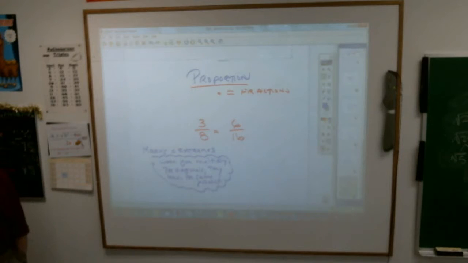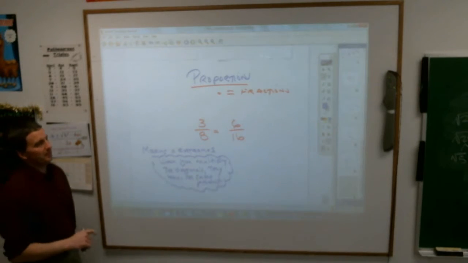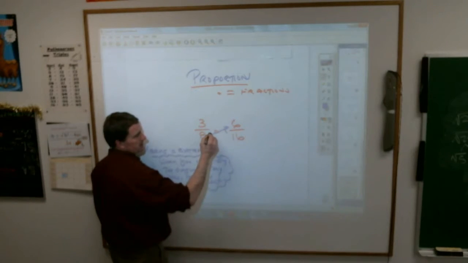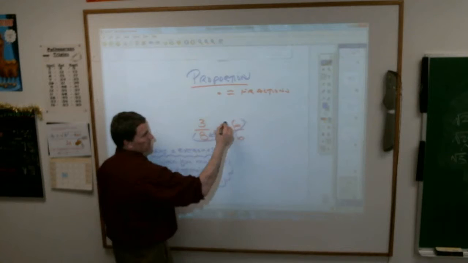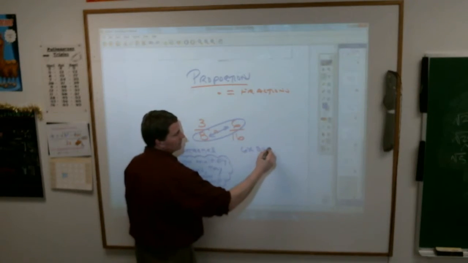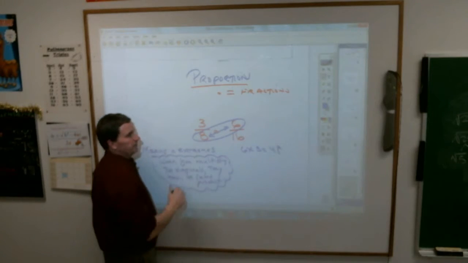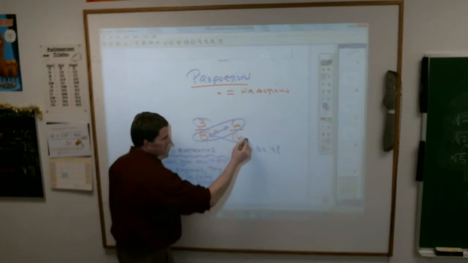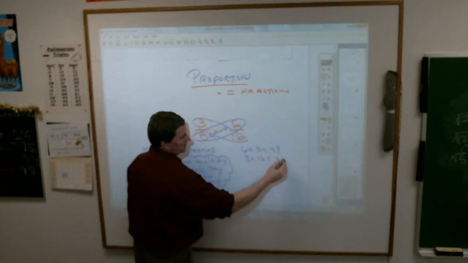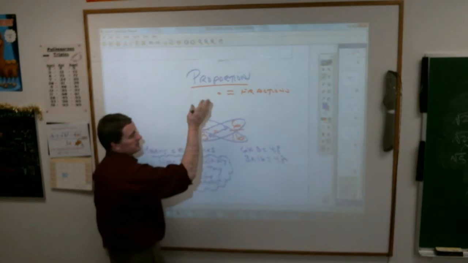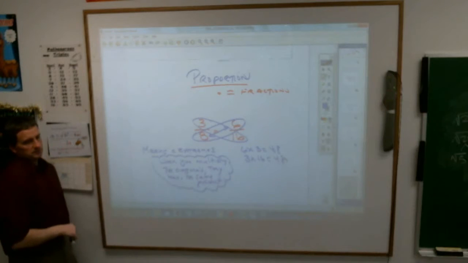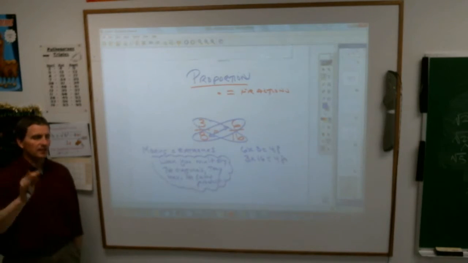If two fractions are proportional, are equal, that means this is true. If I multiply this times this, 6 times 8, guess what I get? 6 times 8 equals 48. And if I multiply the other two diagonals, guess what I get? 3 times 16 equals 48. The means equals the extremes. I don't know what that means, but the two diagonals have to be equal.